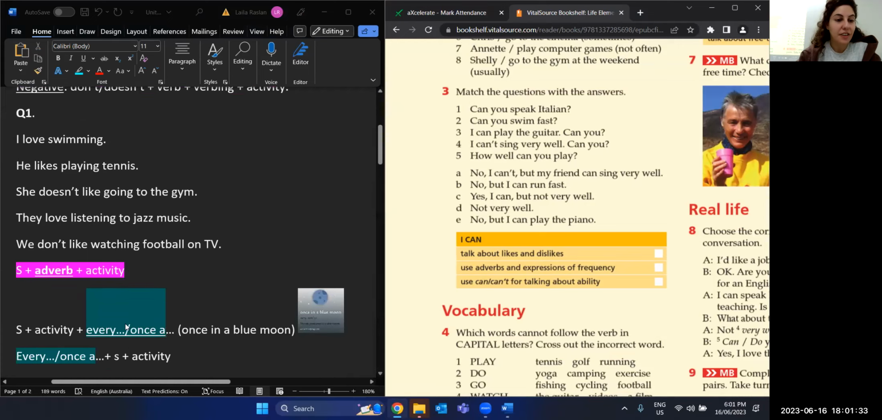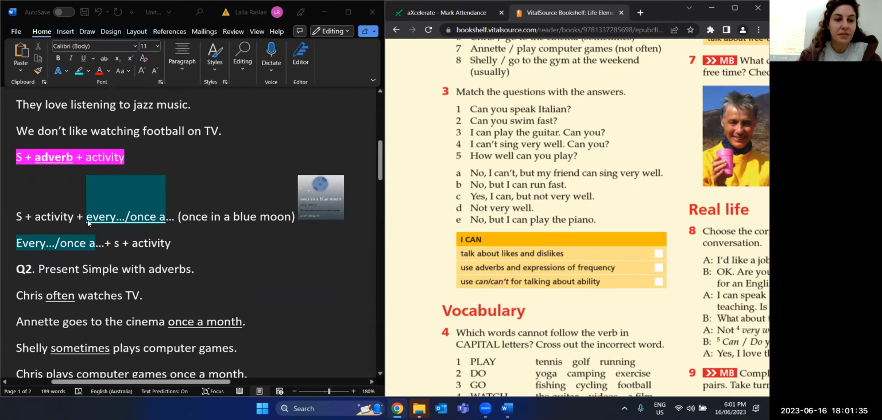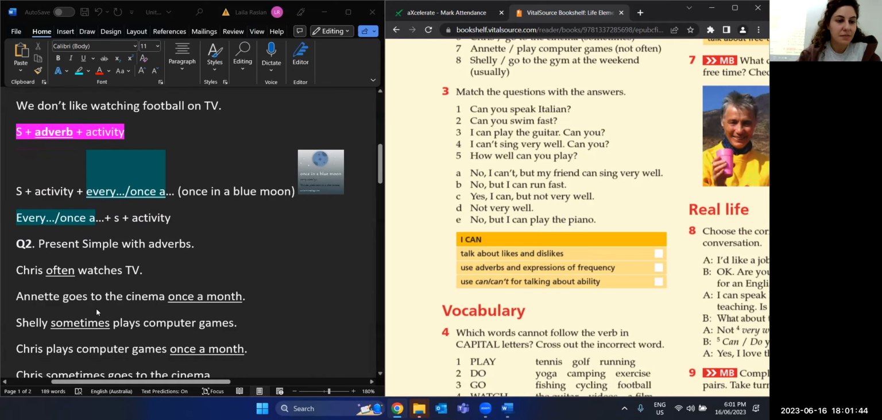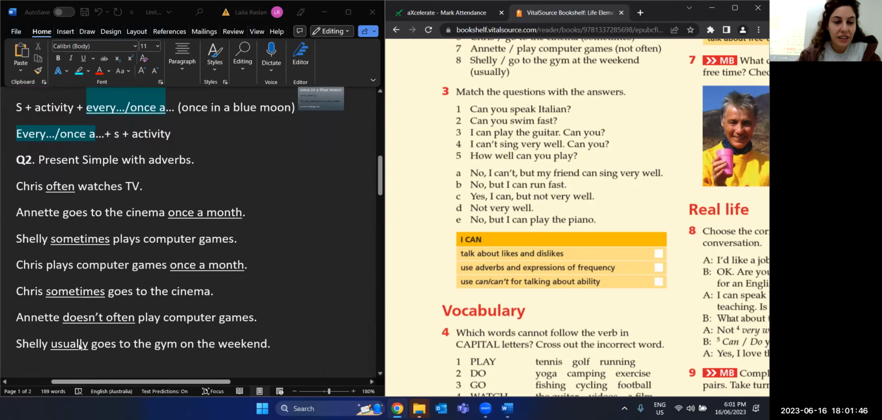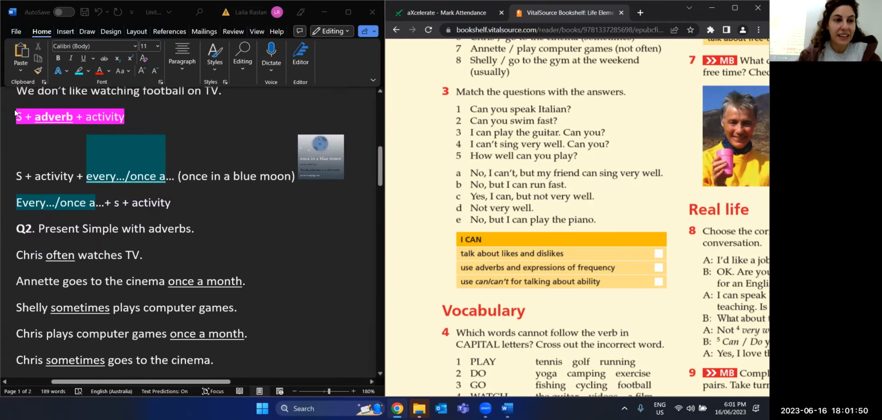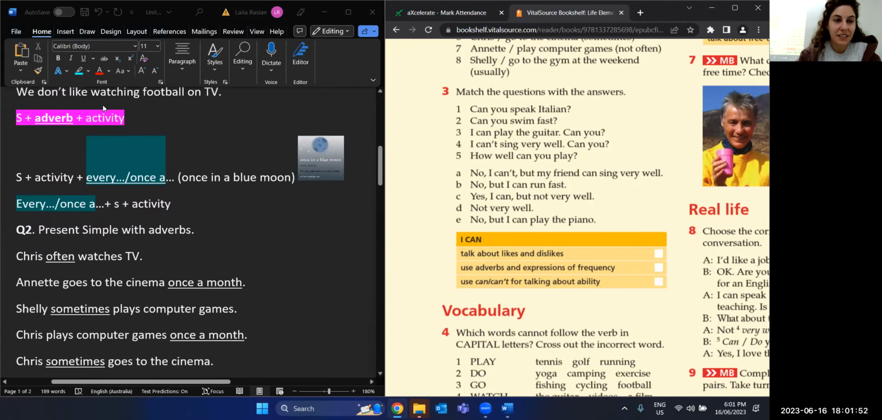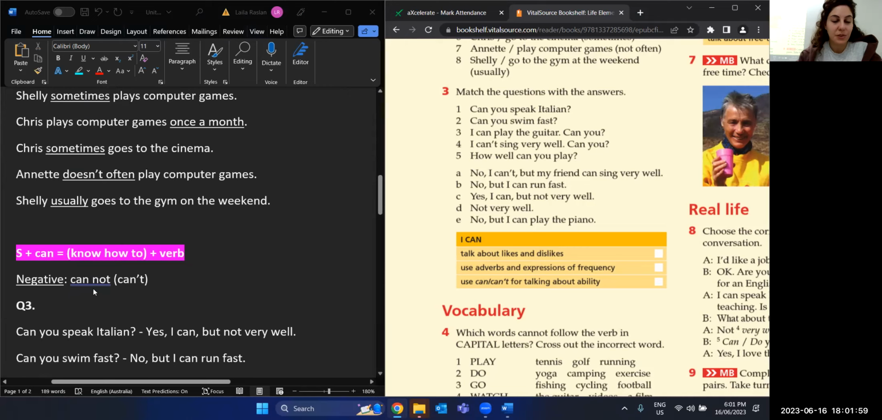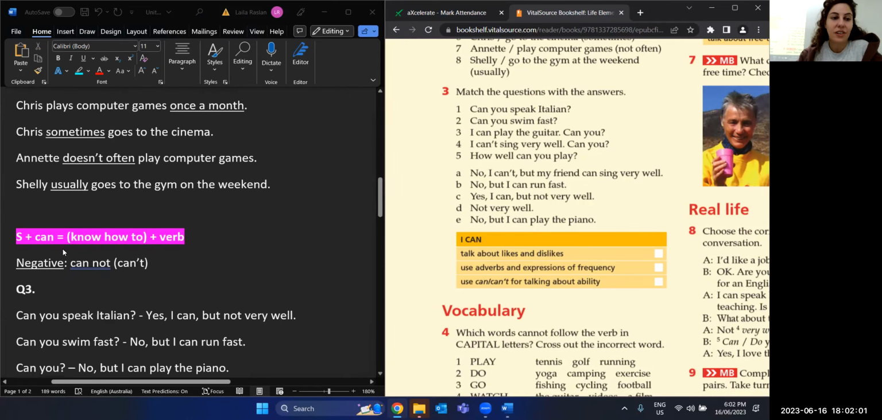We can use adverbs to say how often: every day, every week, once a month, sometimes, occasionally, usually. That's called adverbs. We put it here: subject, adverb, activity. And we can use can and can't to talk about what we are able to do, what we know how to do. And it goes here, can.